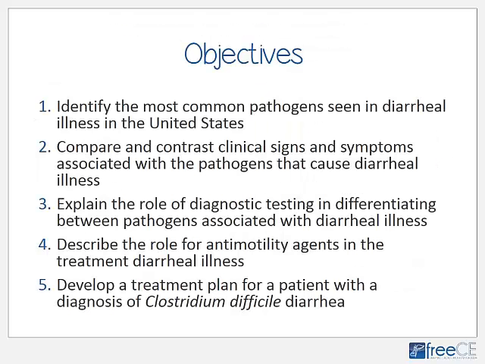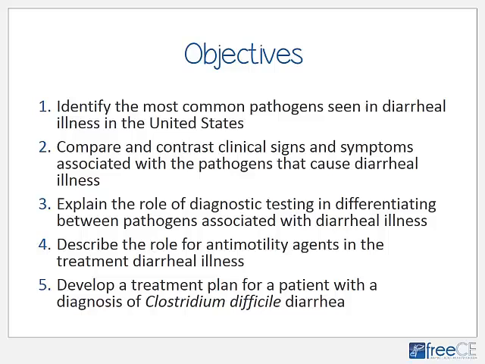We have some objectives for our talk today, so by the end of our time together you should be able to identify the most common pathogens seen in diarrheal illnesses in the United States. After we talk about the epidemiology and etiology of diarrhea, we're going to go into comparing and contrasting the clinical signs and symptoms that are associated with diarrheal illness and how that can help you identify what your most likely pathogen is that's causing the illness.